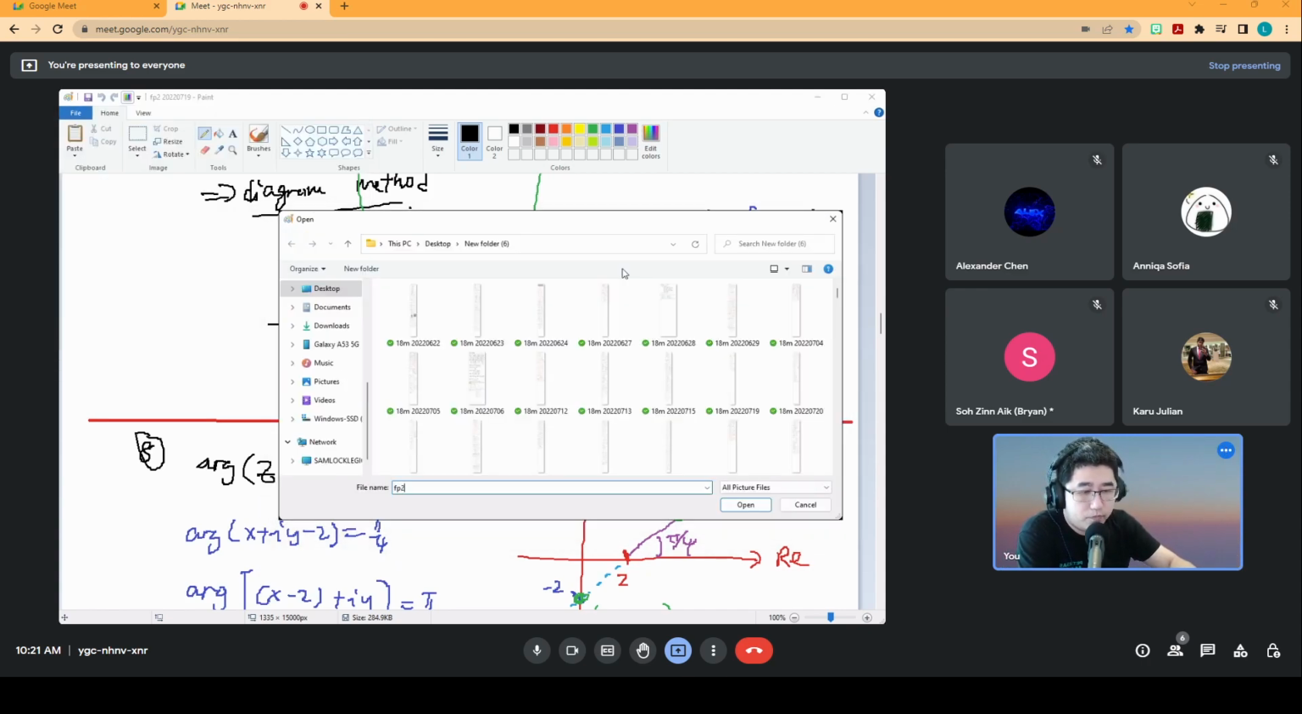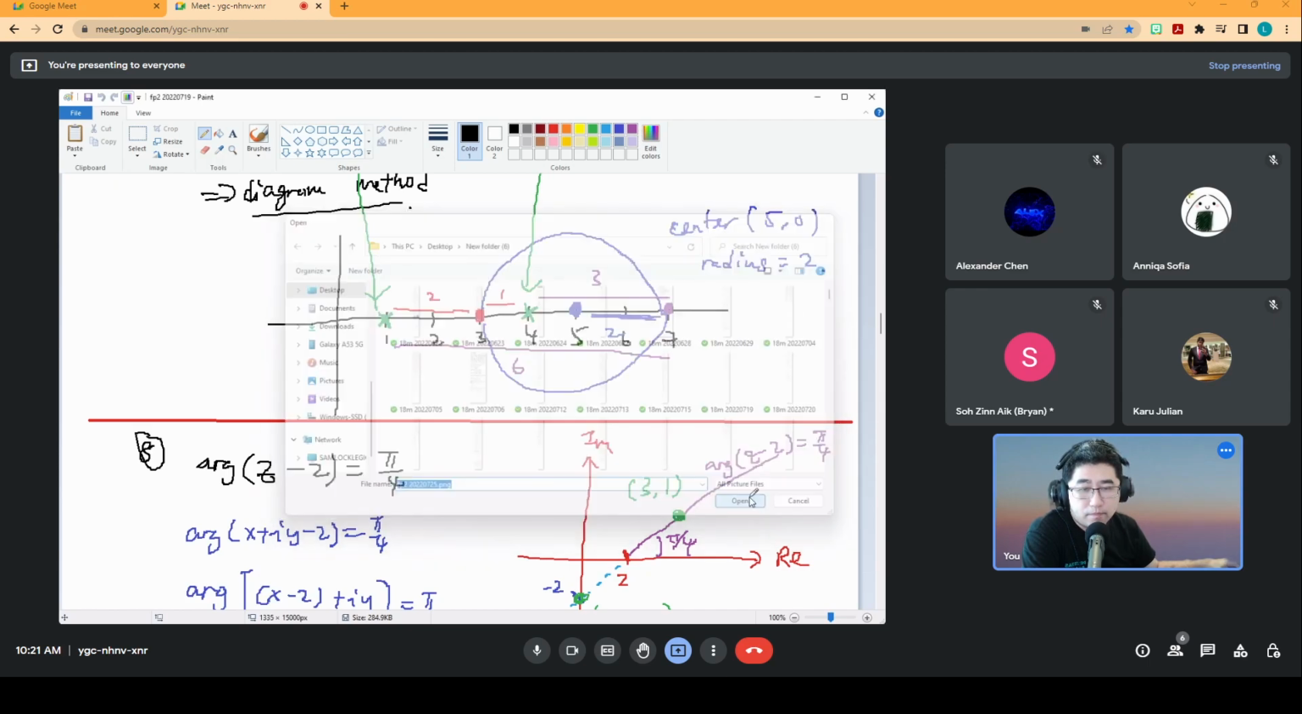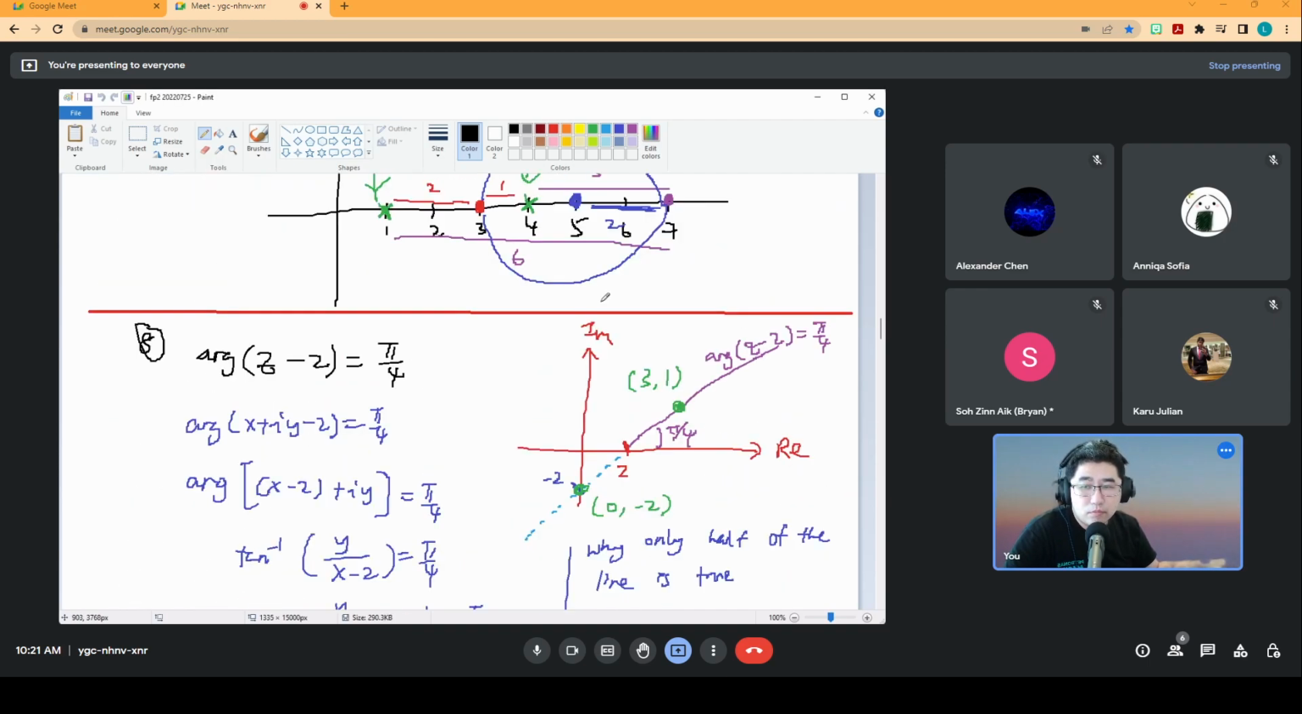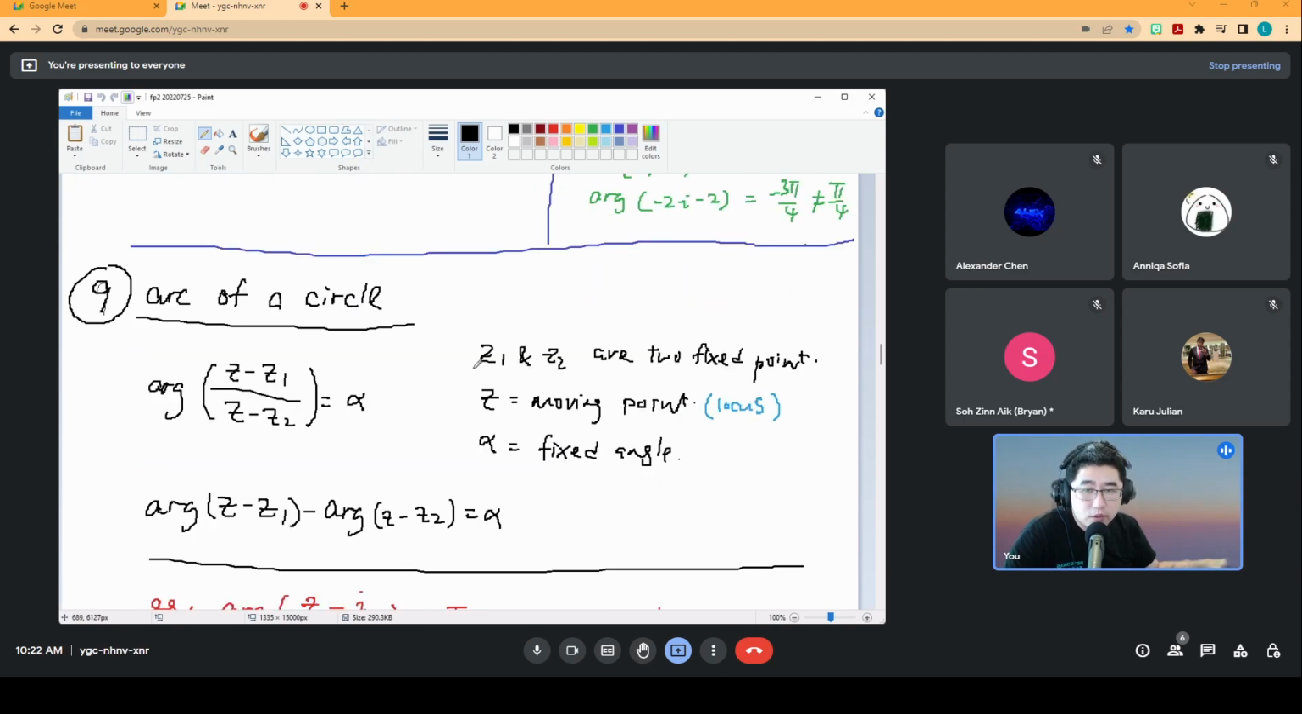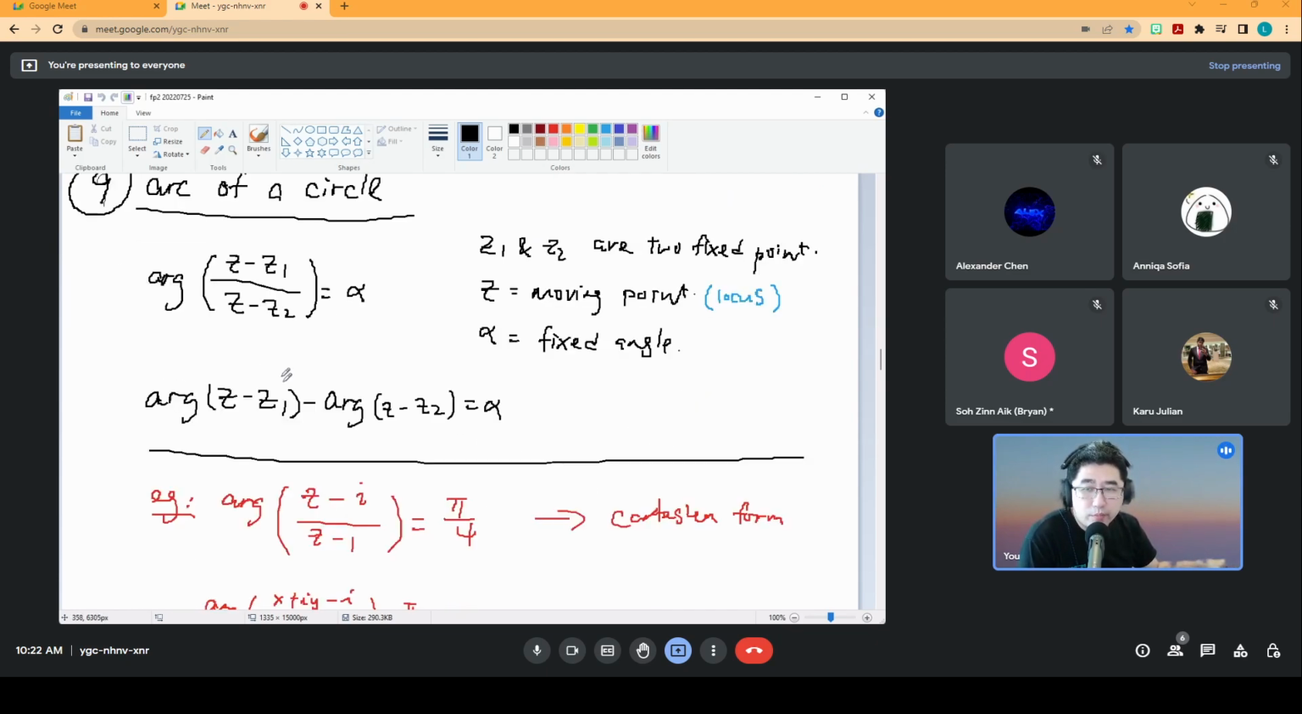And after that, we have an arc of a circle. Argument of z minus z1 over z minus z2 equals alpha. z1 and z2 are two fixed points, z is the moving point, and alpha is the fixed angle. It can be written in this form because of our complex algebra rule. Remember, the argument of z1 divided by z2 is theta 1 minus theta 2. This is the reason why it can be written as a minus.